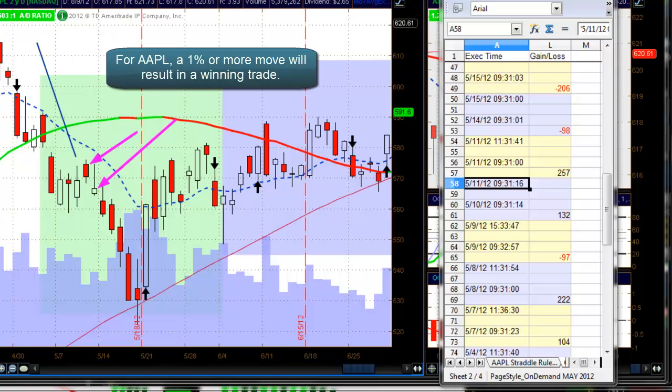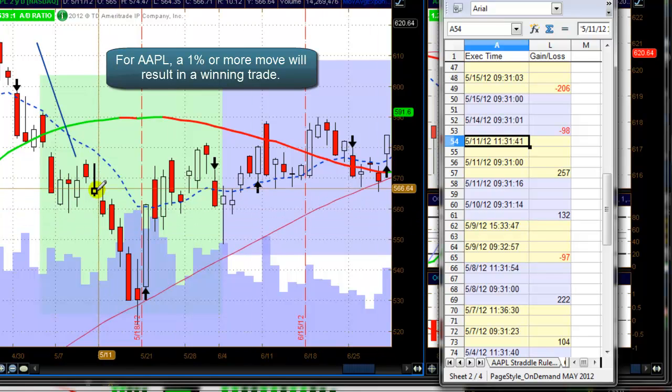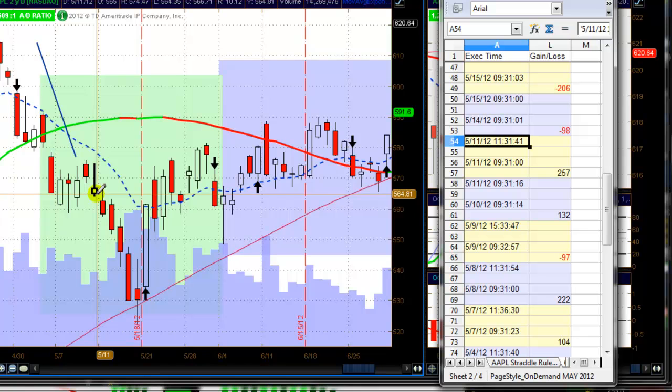the next day, or that same day, the 11th, and we got out at 11:30 for $257, and that's probably this big wick on this candle here. Probably went up in the morning and then dropped back down in the afternoon.